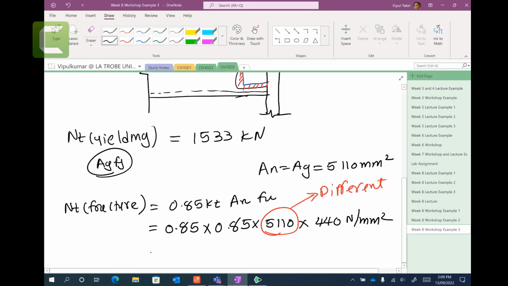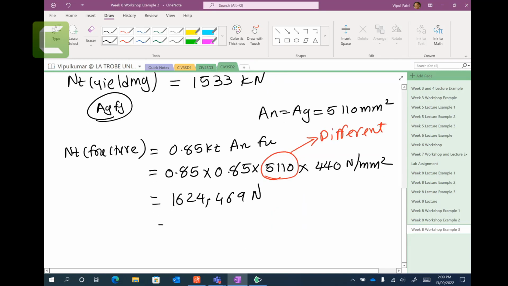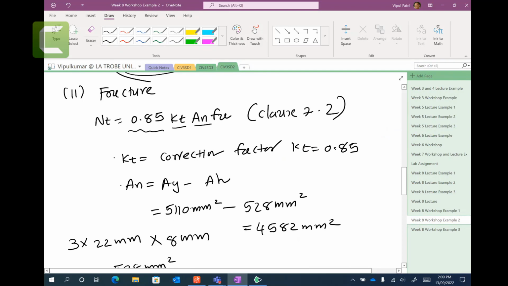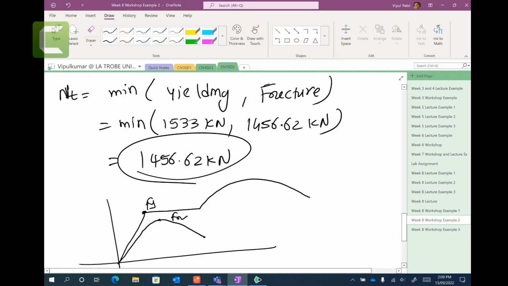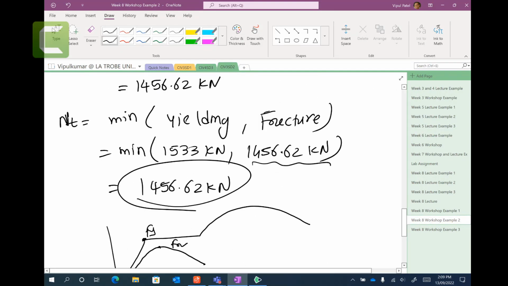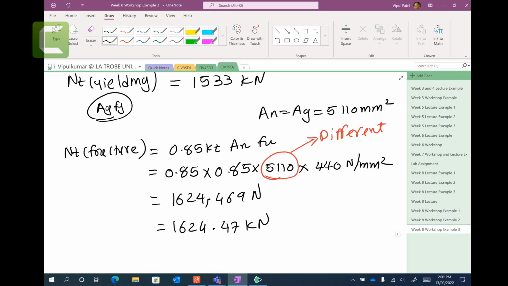So if I just plug into that one, 0.85 times 0.85 times 5110 times 440, you get 1624469 newtons. Look at that, 1624.47 kilonewtons. In the previous example, fracture was dominant. Fracture was the governing factor. In here, yielding will be the governing factor.